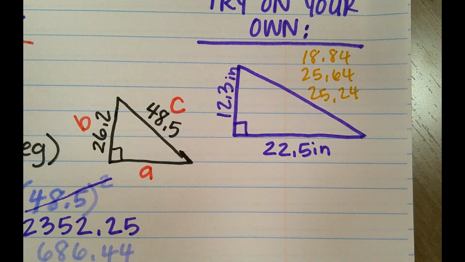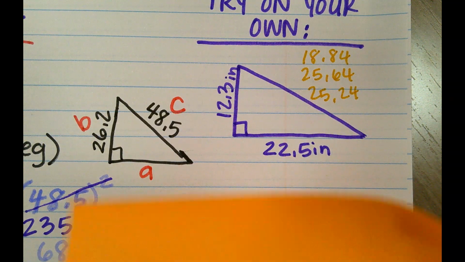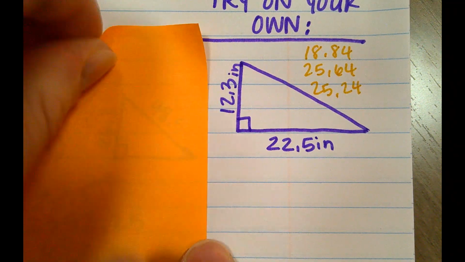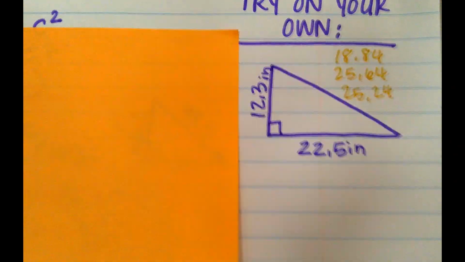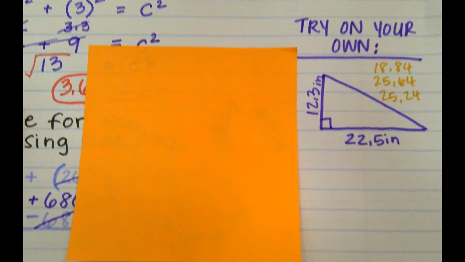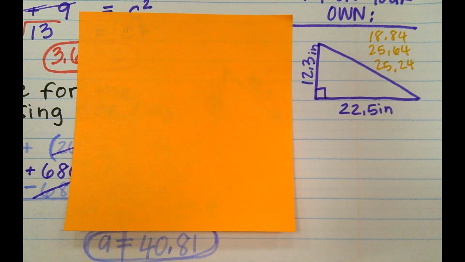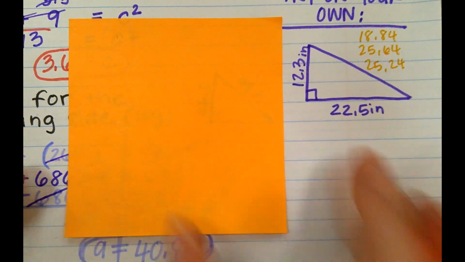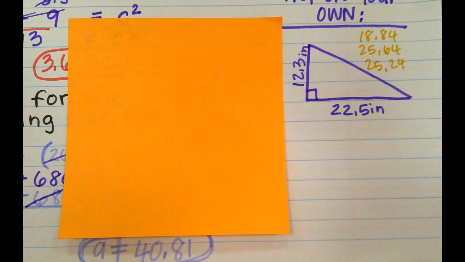So what I'm going to do is work this one out on a sticky note, and we're going to see which answer is correct. So if you're not sure where to start, this is a great place to go. First, I would write down that Pythagorean theorem again. A squared plus b squared equals c squared. So I'm going to write that.